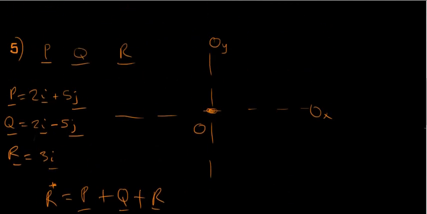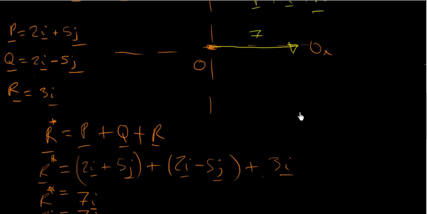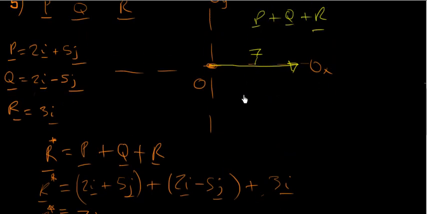In other words, if you add these 3 vectors, you end up with 7i as your resultant, which means a vector resultant which goes along here with size of 7 is the resultant force for P plus Q plus R. And let's see if it makes sense, just to check the geometry of the question.